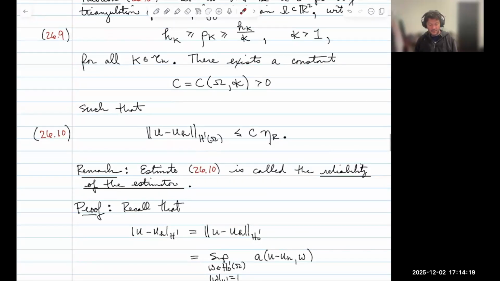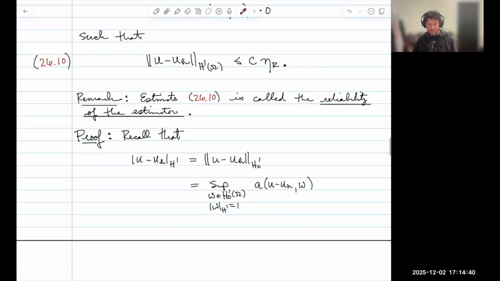This estimate here, 26.10, is what's called the reliability of the error estimator. It's how good this global error is at telling you how big the error is. Well, it's reliable with a reliability coefficient of C. All right, so how do we prove this?